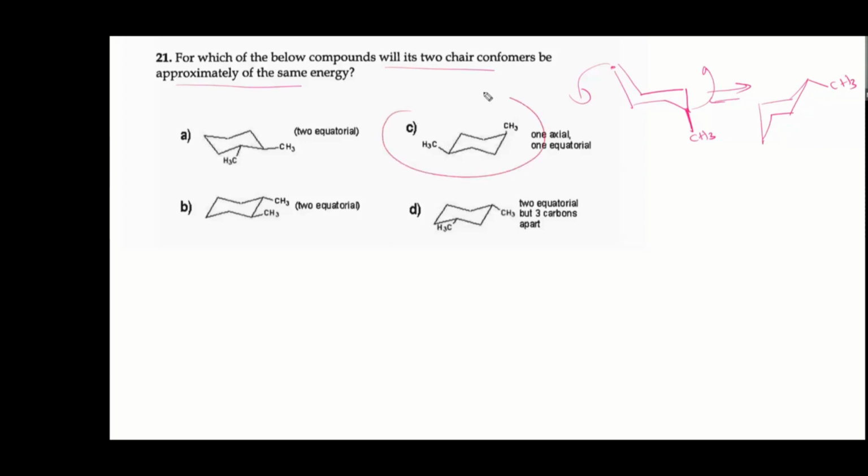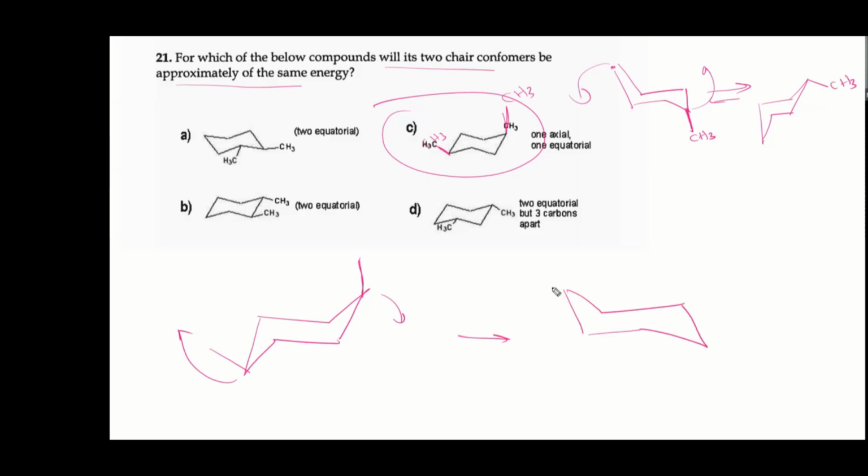If you look at C, we have a methyl group in the axial position. We have a methyl group here in the equatorial position, CH3. So if this molecule undergoes a ring flip, let me draw this out first. We have an equatorial, and then we have an axial. If you pull this carbon down and pull this carbon up, you will get to a conformation where the molecule looks like this.